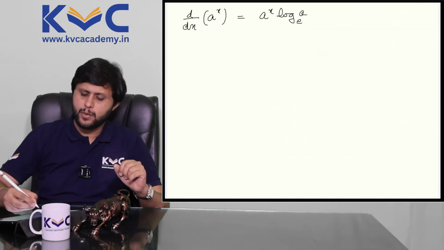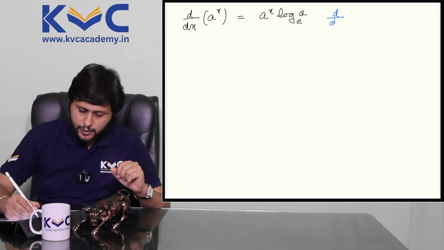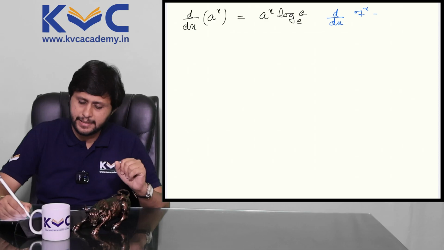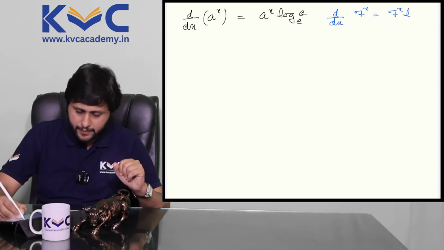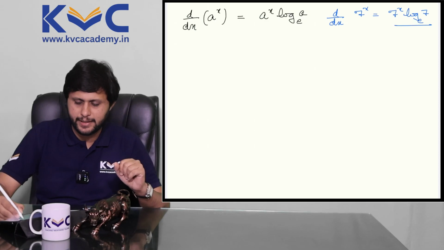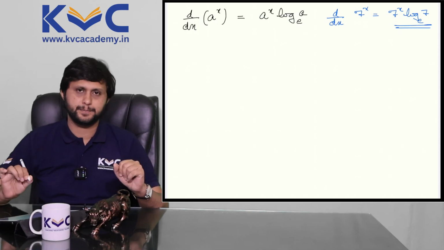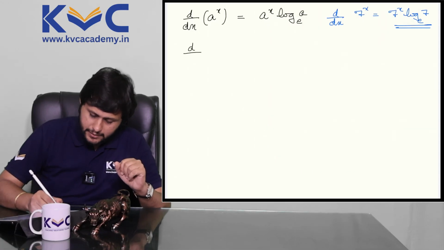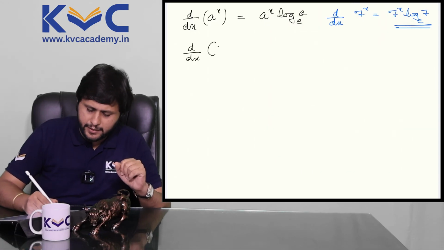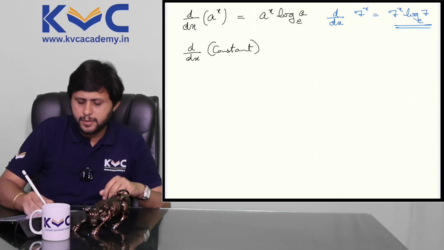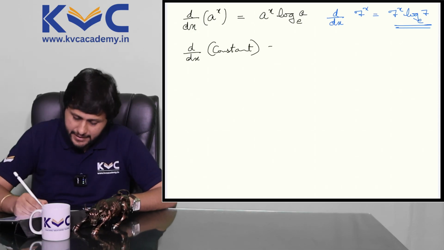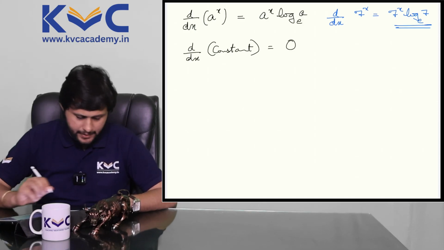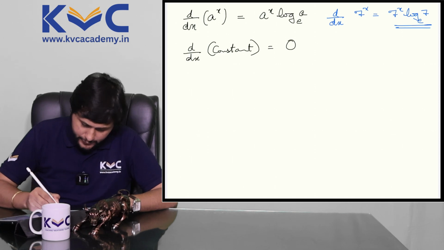For explaining this one, we will take one example. Differentiation of, give me a number, let's take 7 to the power x. What is this equal to? 7 to the power x log 7 to the base e. That's it. Fine. Next, differentiation of a constant, any constant for that matter. Differentiation of a constant, a fixed number. What is that equal to? 0. Okay. Fine.